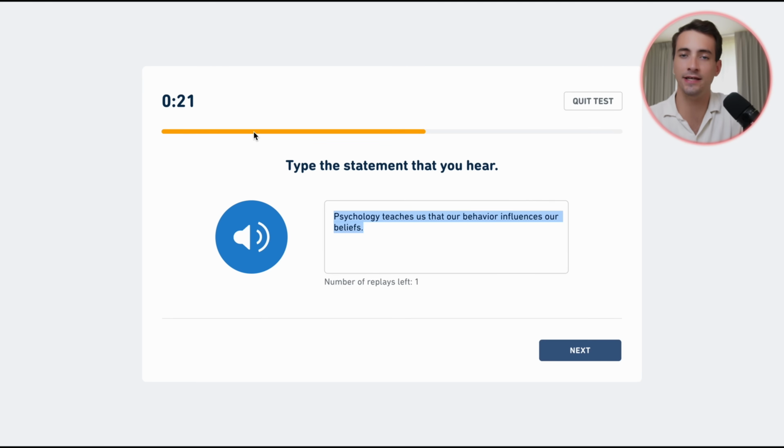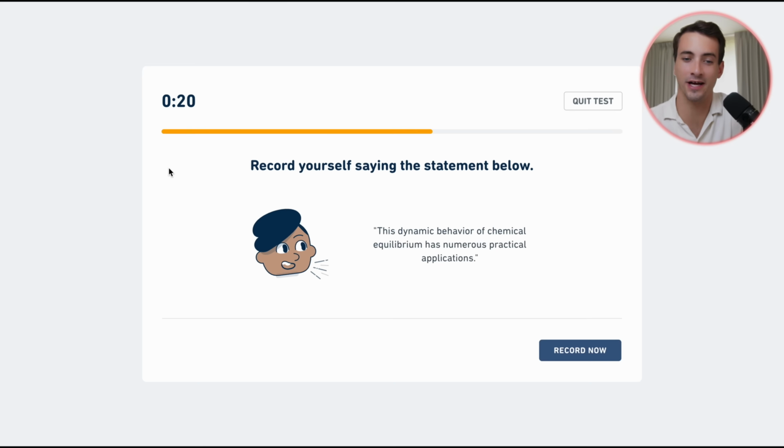However, on the DET, you don't get any points for going faster. So I'm not going to gain points by only using 2 listens and going to the next question. So I can do that if I want, but I can also just take a breath or be very sure. Psychology teaches us that our behavior influences our beliefs. And use the third listen to double check my answer.